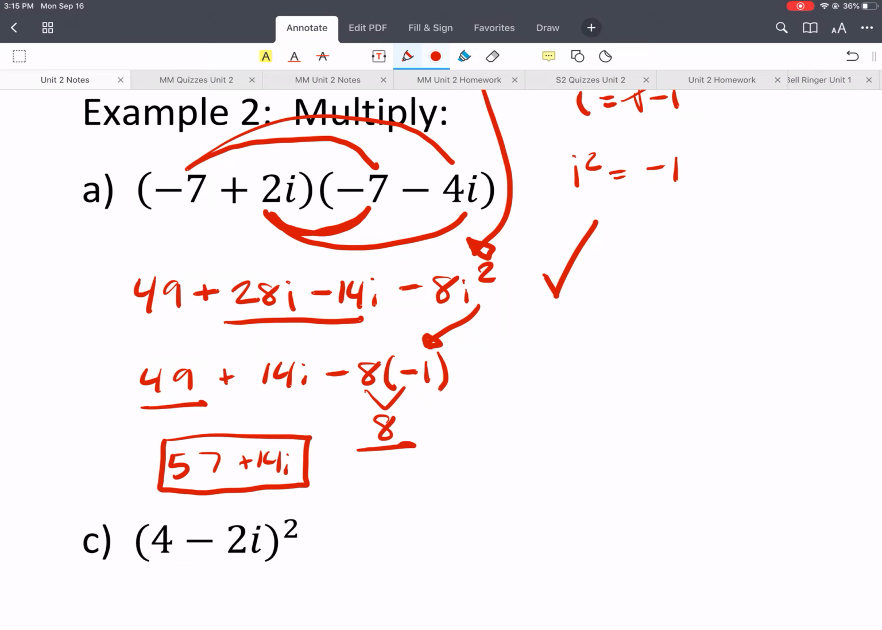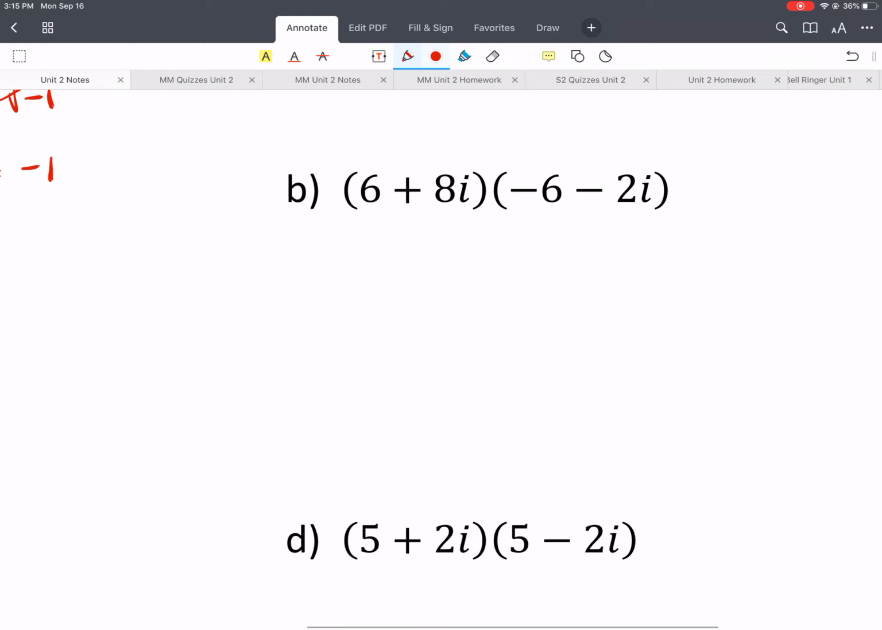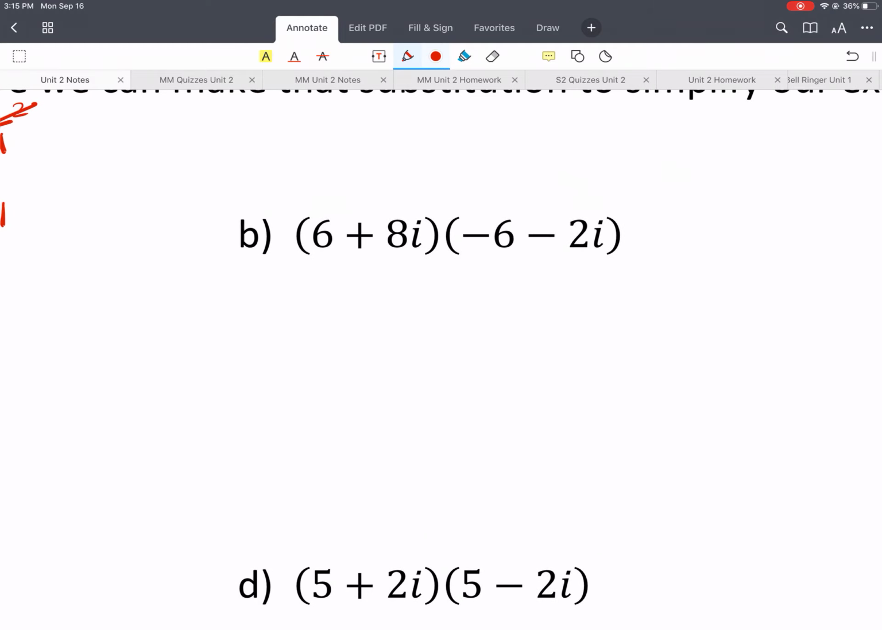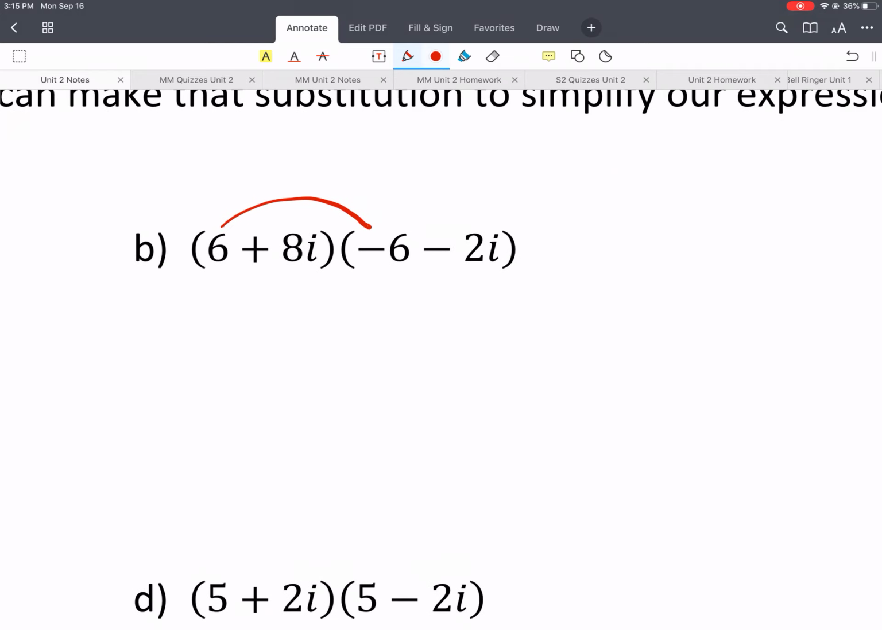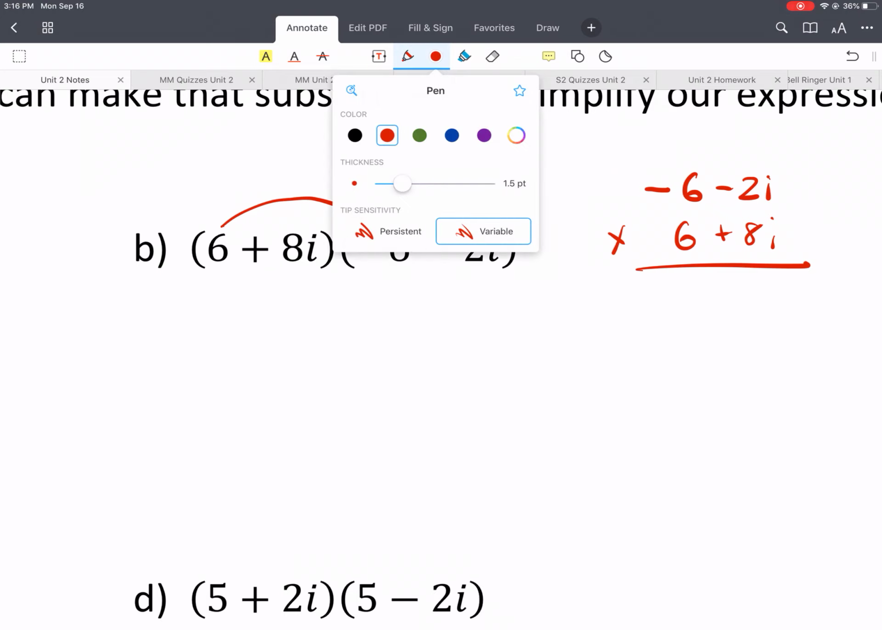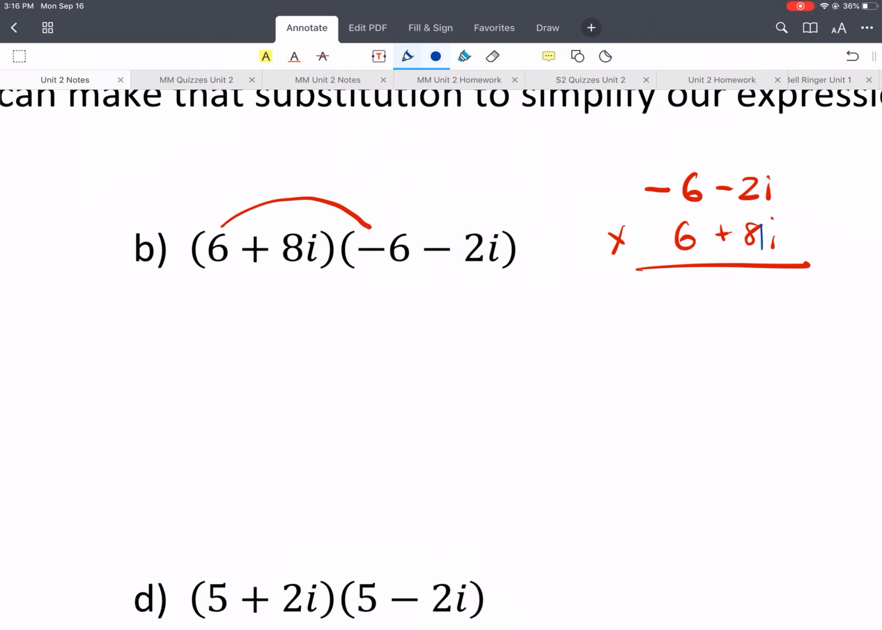Okay, so let's do another example. Pause if you can and do the rest, and then see if you can do it by yourself. Okay, distribute. Again, if you like using a box method, that's fine, or you can also do this, which is kind of the same thing. So -6 minus 2i, and then multiply it by a 6 plus 8i, and then you just multiply it just like regular multiplication.